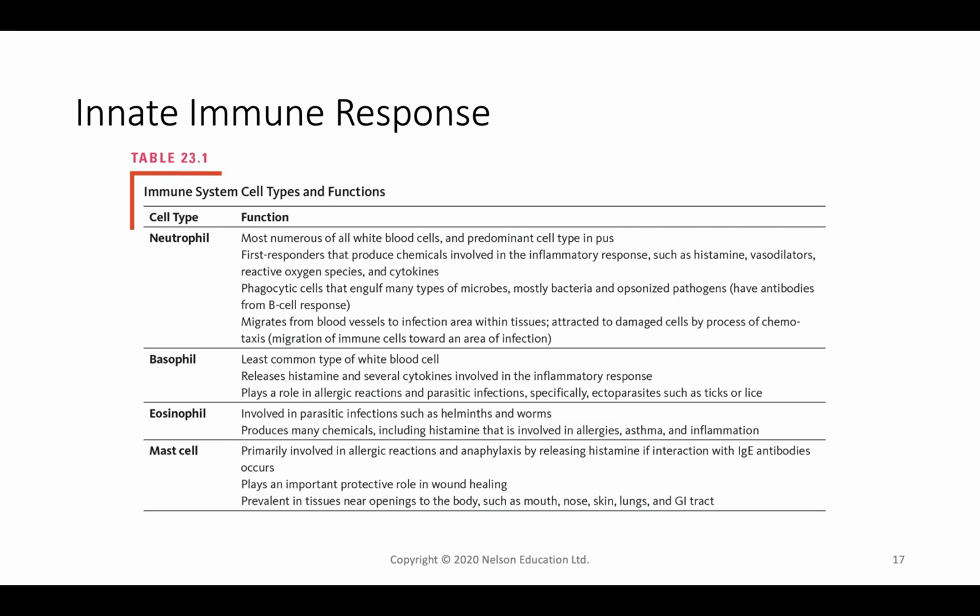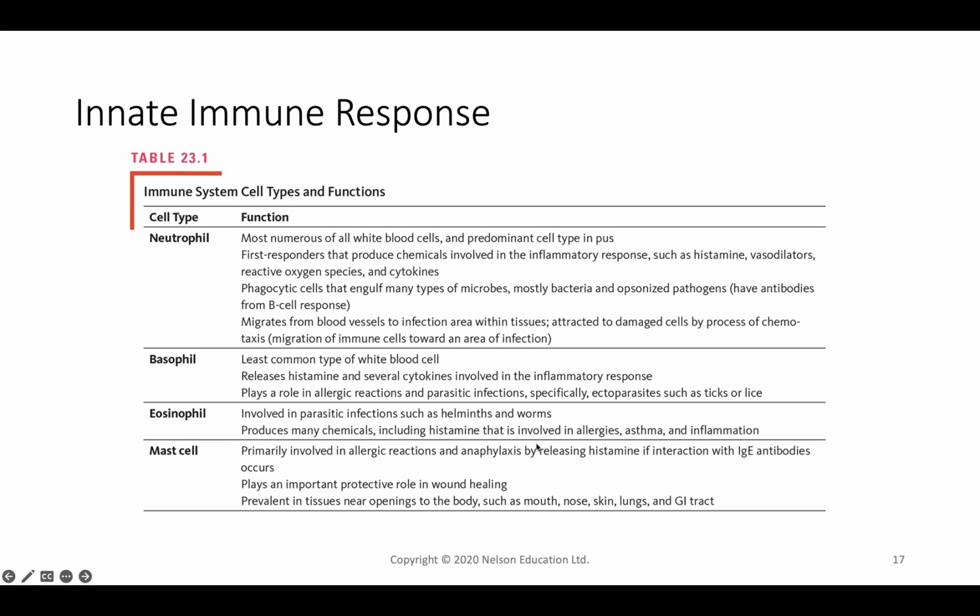Okay, so these are different types of immune cells, and we're going to talk about what their role is within the immune system. So a neutrophil is going to be the most common white blood cell, and these guys are going to play a role in the inflammatory response. So they're going to produce histamine. Anybody that's ever had an allergic reaction knows that you take Claritin, right? That's an antihistamine. So if this whole process goes awry, again, mast cells are also going to release histamine.